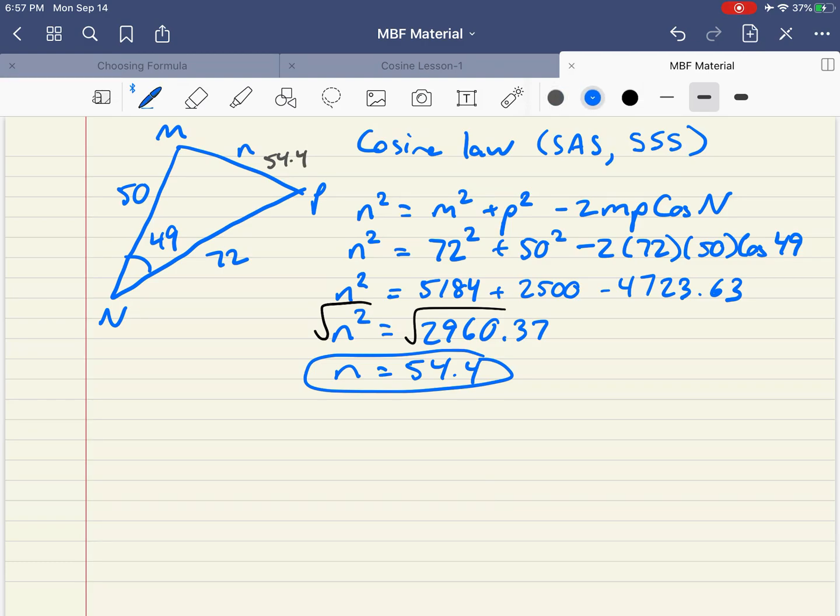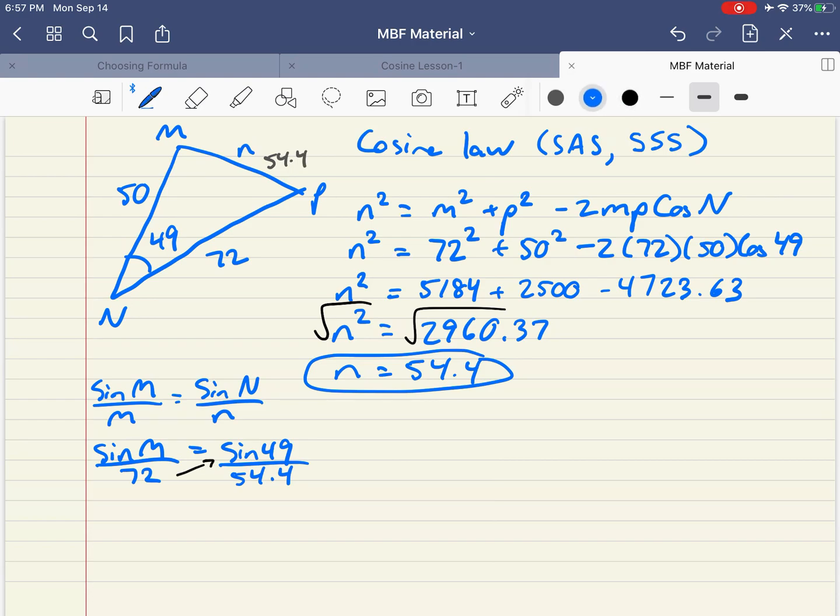So for me to get angle M, I'm going to write sine M over little m equals, and we're going to have to match it up with the known pair, which is going to be the ends. So I'm going to write sine n over little n. Now we're going to punch everything in that we can. So we don't know sine m, but I do know side m, that's going to be 72, equals sine n is going to be sine 49, and little n is going to be 54.4. That's the side length of n.